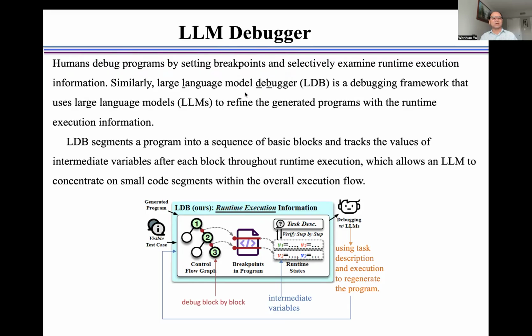the runtime execution information. LDB segments a program into a sequence of basic blocks and tracks the values of intermediate variables after each block throughout runtime execution, which allows a large language model to concentrate on small code segments within the overall execution flow. As shown here, this is the runtime execution information. This control flow graph is generated from the seed program, and this breakpoint in program, and this runtime state.